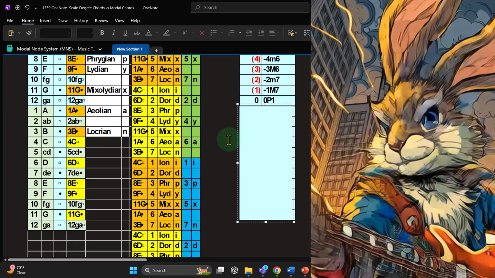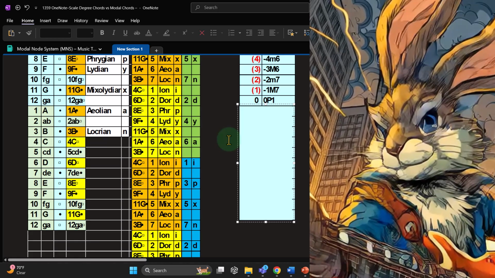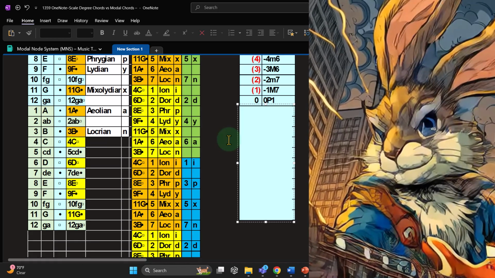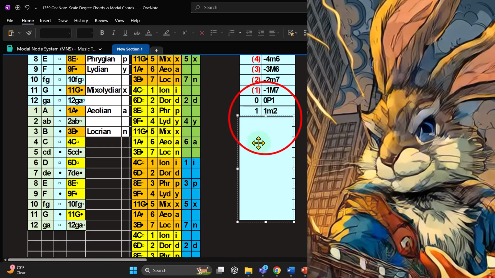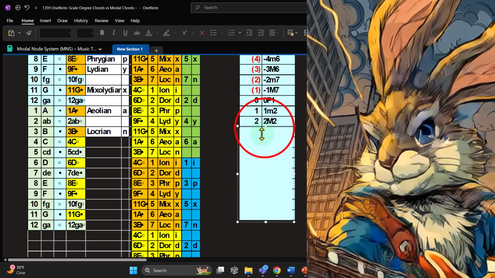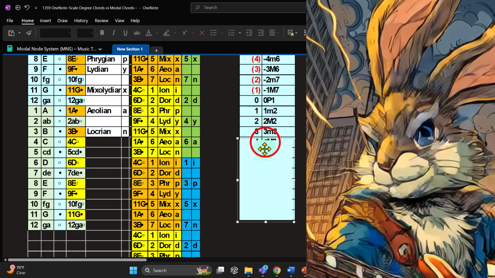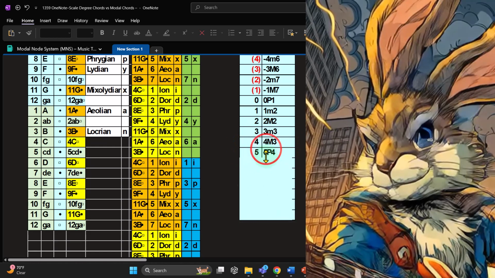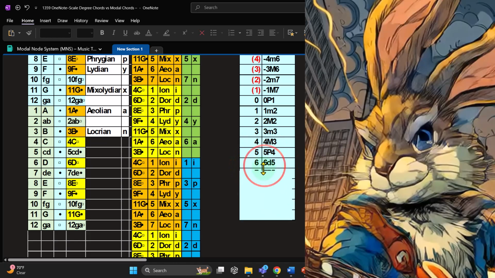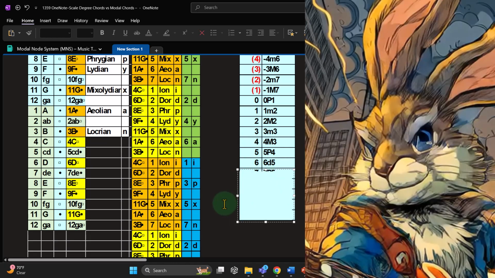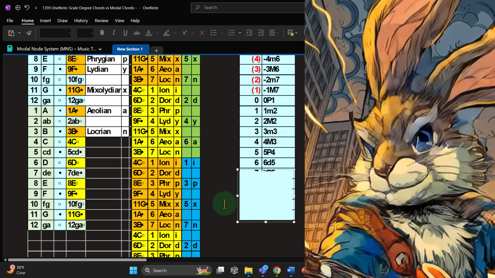So if we think about our interval distances, we just kind of have to memorize them. If I go 0 notes away, we call that a perfect first. 1 note away is a minor second. 2 notes away is a major second. 3 notes away is a minor third. 4 notes away is a major third. 5 notes away is a perfect fourth. 6 notes away, I'm going to call it all the time a diminished fifth, but it could also be an augmented fourth when in the Lydian mode in particular. And 7 notes away is a perfect fifth.